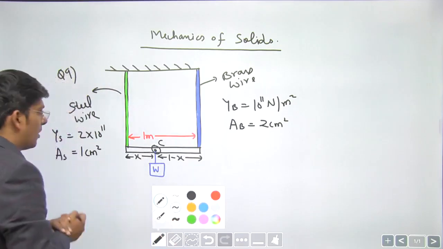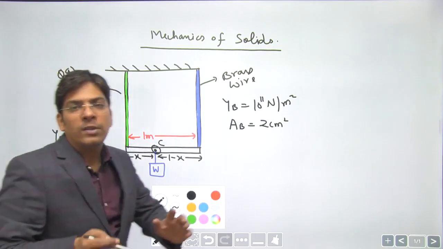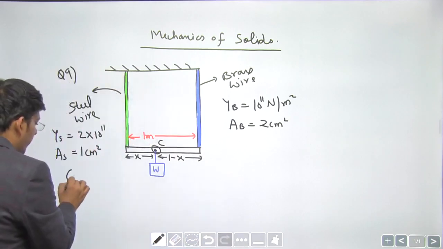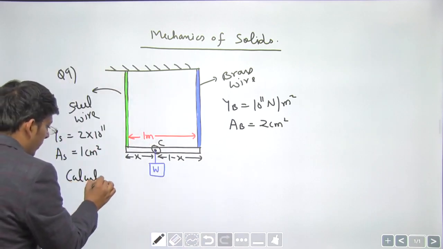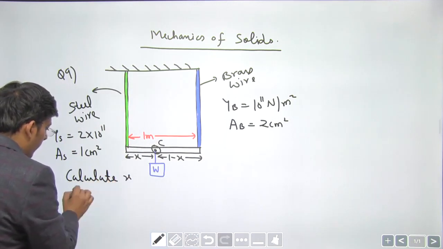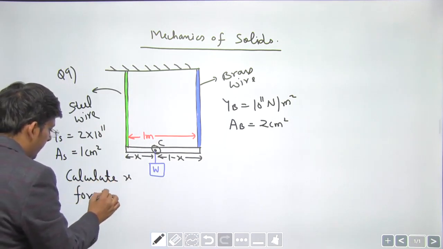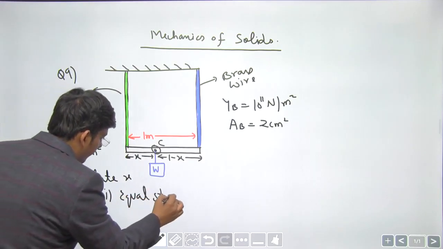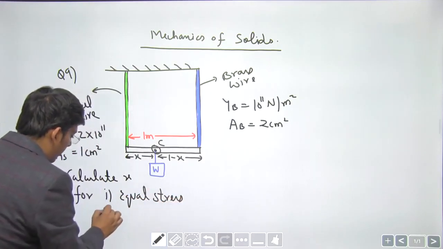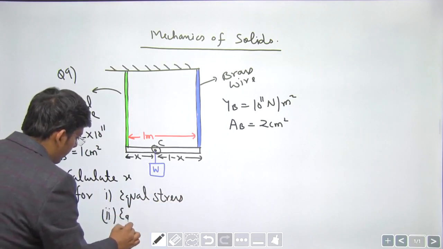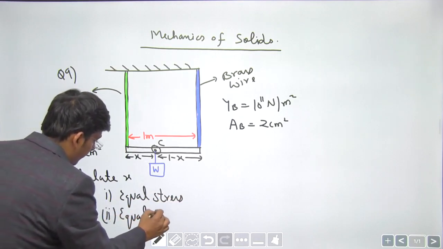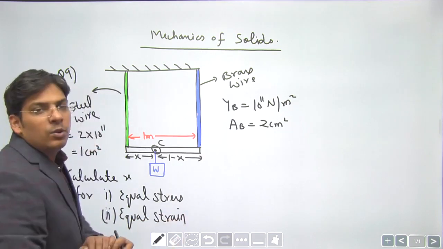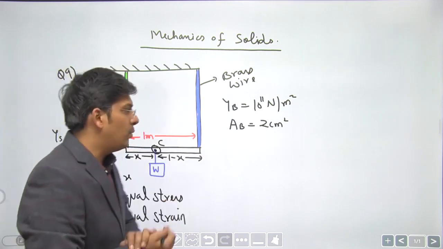So system is in equilibrium. This is given that the whole system is in equilibrium. Fine. So you have to calculate x. You are asked to calculate x for, first part, equal stress in both the wires, and second, equal strain in both the wires, right dear students? We are expecting equal stress in both the wires, and we are expecting equal strain in both the wires.